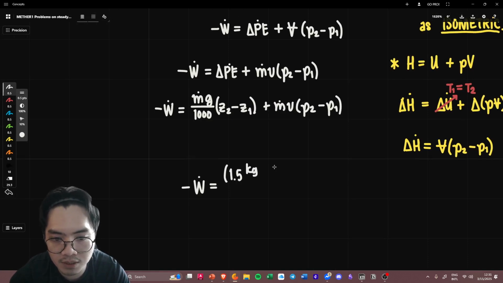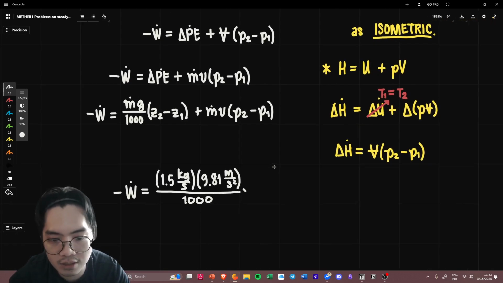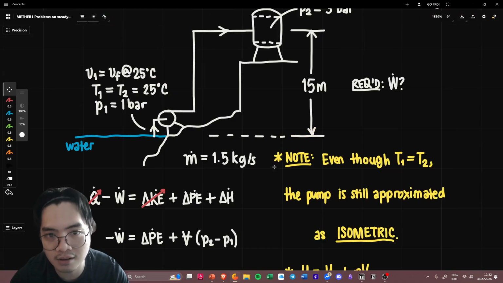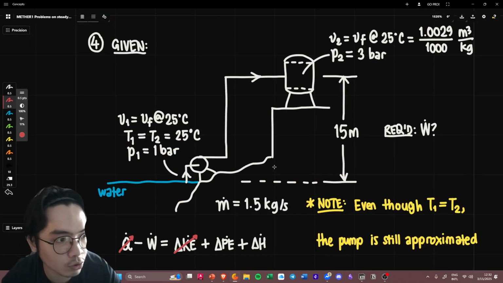1.5 kilograms per second. And then your g is, of course, nothing else is given, 9.81 meter per second squared all over 1000. This is for us to turn this into a kilowatt. And then your z2 minus z1, well, where is your reference? Right? In here, you usually have a reference.